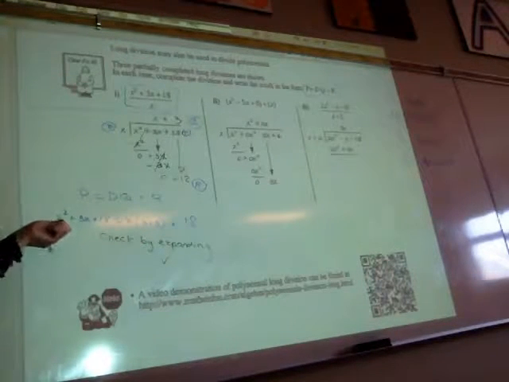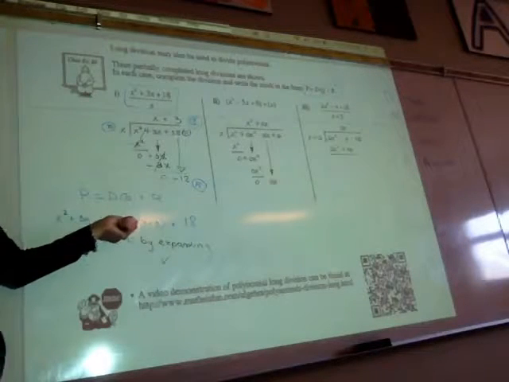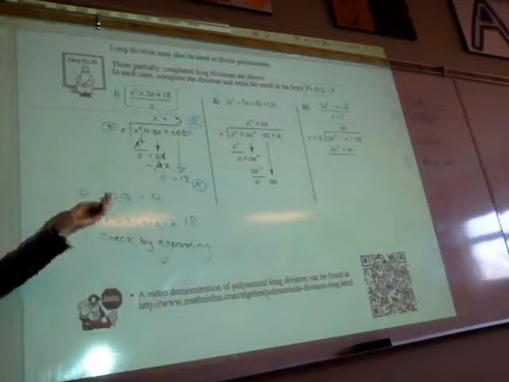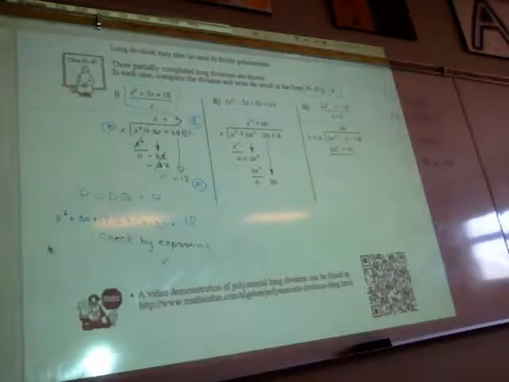So say you said x equals 1. Plug that into this side, plug x equals 1 into that side. If the left-hand side equals right-hand side, you know you did it right.